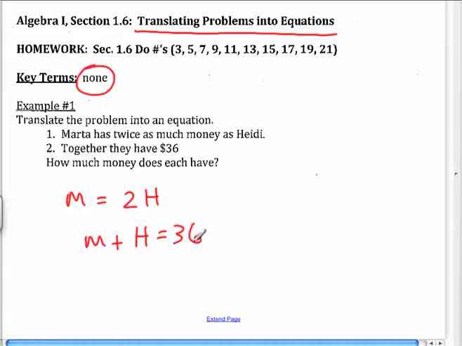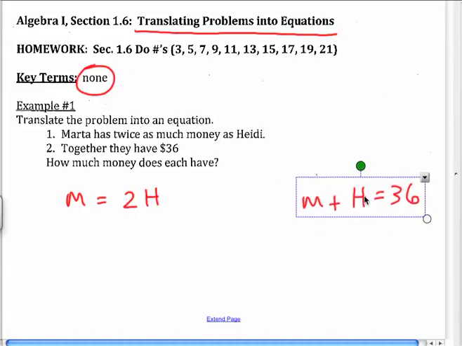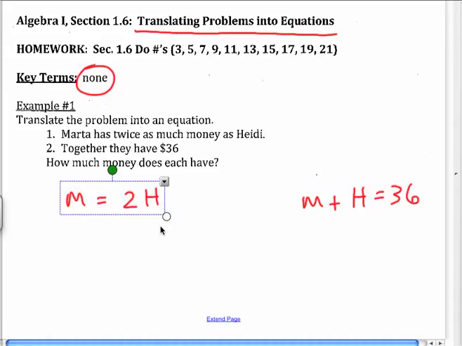Now I've got these two separate equations here, right? But you guys know this, and we talked about it last year. Whenever I have an equation that has two variables, there are an infinite number of solutions. Looking at this first equation, I could say that Heidi has 4, so Martha has 8. I could say that Heidi has 12, so Martha has 24. There's no end to the numbers that I can plug in. There's an infinite number of pairs that solve this.